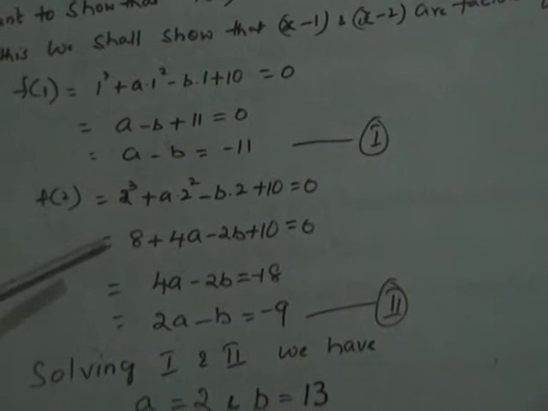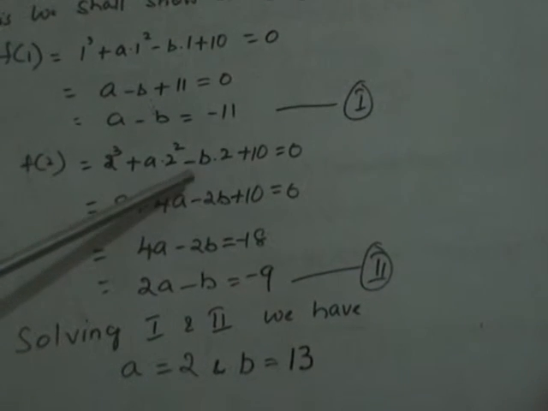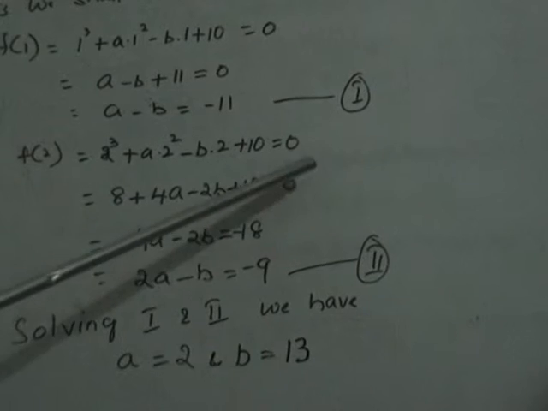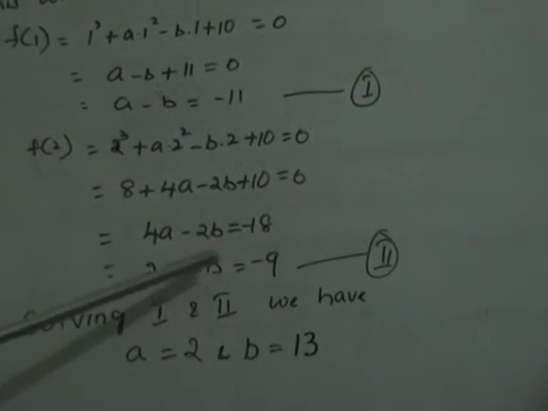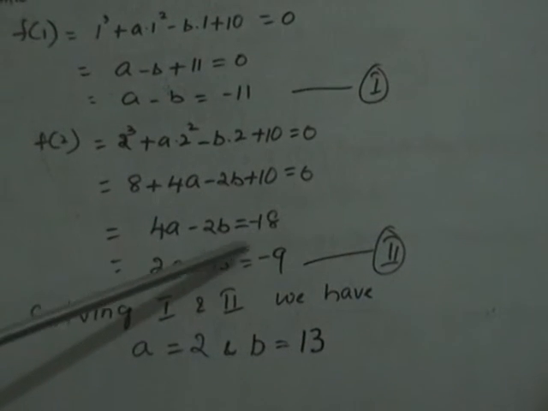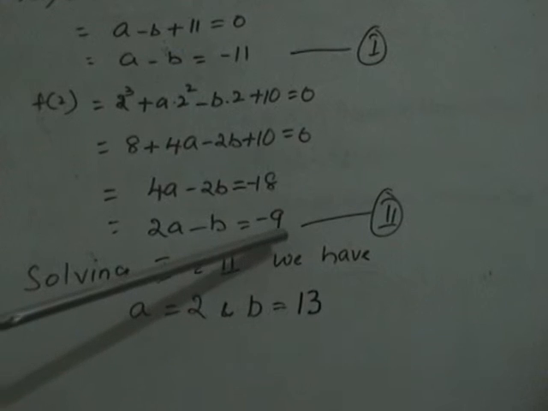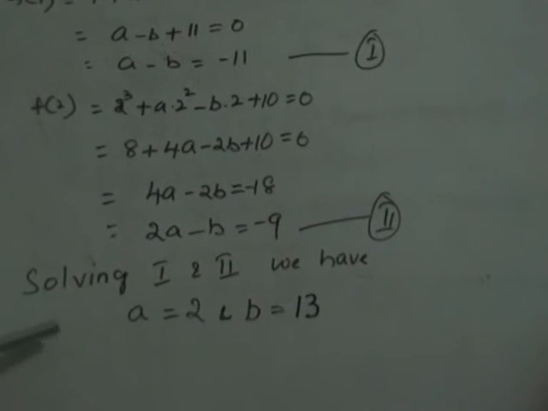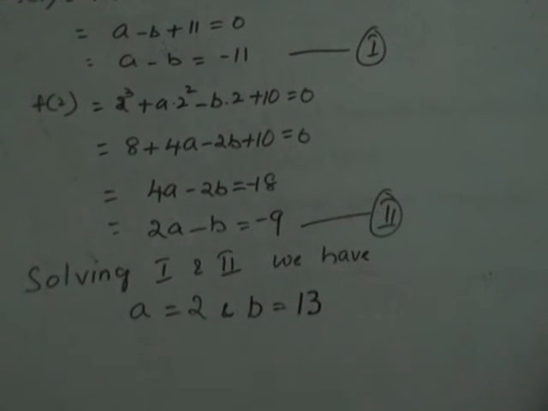Now let us take the value of f of 2, which is 2 cube plus a into 2 square minus b into 2 plus 10, that is 8 plus 4a minus 2b plus 10 is equal to 0, so 4a minus 2b is equal to minus 18, or dividing by 2, 2a minus b is equal to minus 9, expression 2. Solving 1 and 2, we have a is equal to 2 and b is equal to 13.